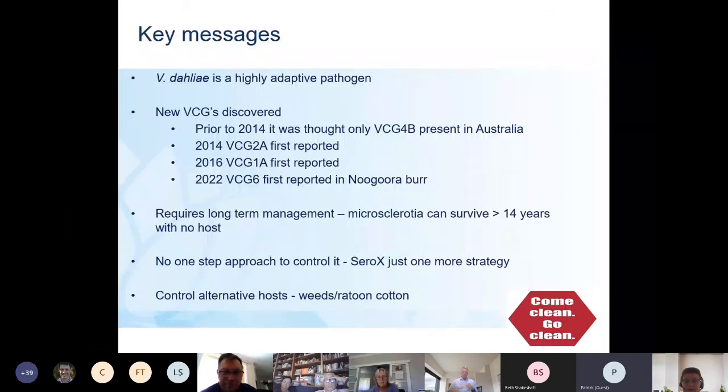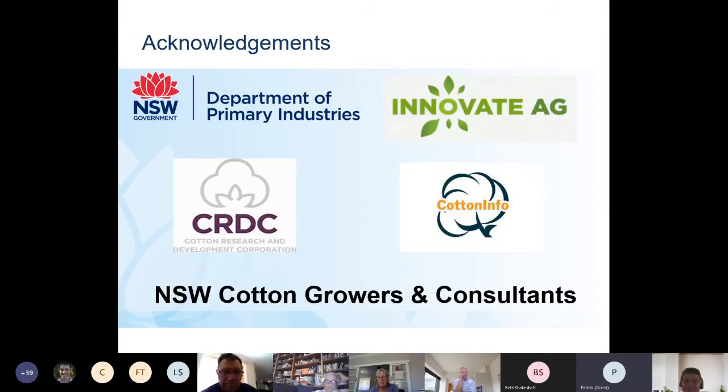This disease requires very long-term management. Microsclerotia can survive for more than 14 years with no host. There's no one-step approach to controlling it. 0X, in my opinion, is just one more strategy. Control your alternative weeds and also your cotton. I'd like to acknowledge this work as a compilation of many projects over the years.